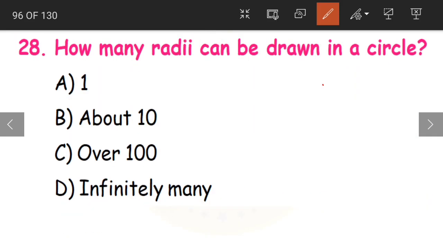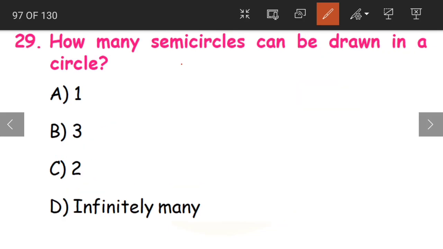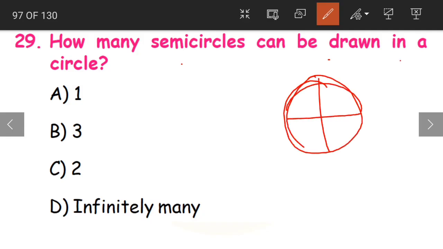Question 28. How many radii can be drawn in a circle? See, we can draw as many radii as we want from the center of the circle. So our answer becomes infinitely many. Next question. How many semicircles can be drawn in a circle? Again, we can draw as many semicircles as we want, yes or no? So for this also the answer is option D, infinitely many.